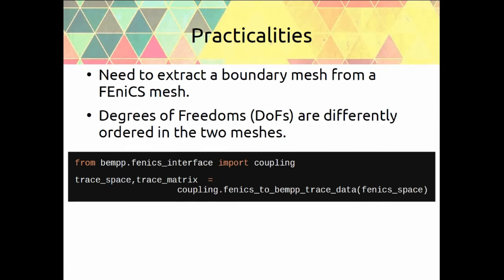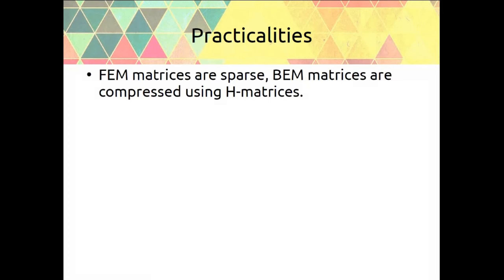Yes, one more issue I had to deal with is, as I said at the beginning, the FEM matrices are sparse, and the BEM matrices are compressed using H-matrices. So if you imagine building that big matrix I gave you, we could convert everything to dense matrices, but that would be really awful because we'd be losing the compression. We could try and make everything sparse, but the BEM matrices aren't really made to be sparse matrices.